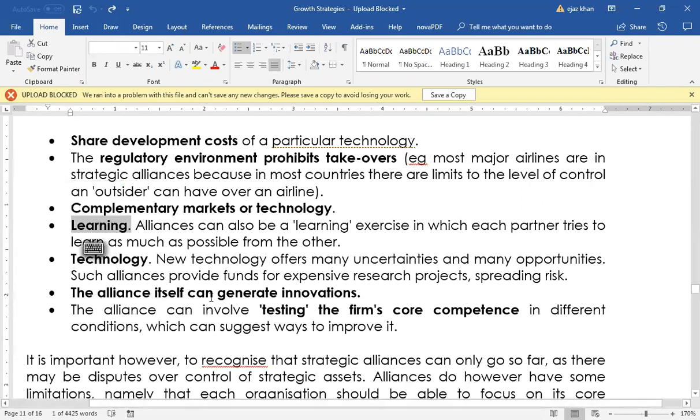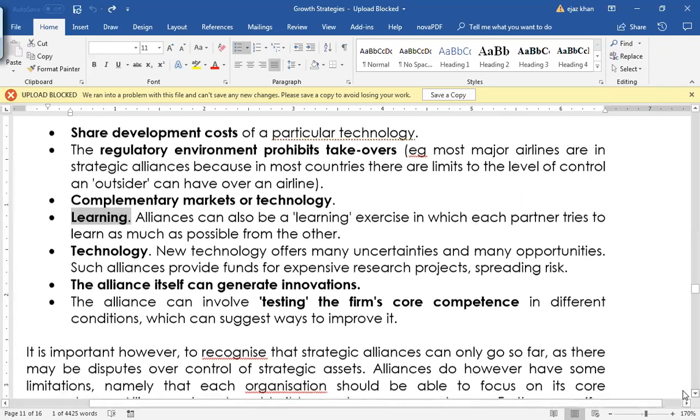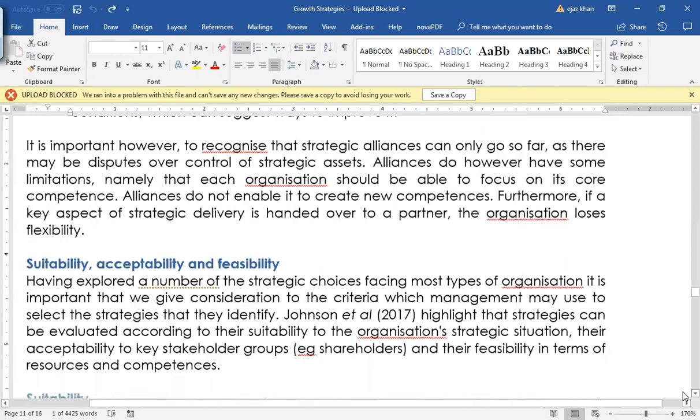The alliance itself can generate innovations, working together, the two companies sharing their experiences, their knowledge to come up with new technology. So these are the different reasons why different companies would like to get involved in strategic alliances and benefit from these alliances.